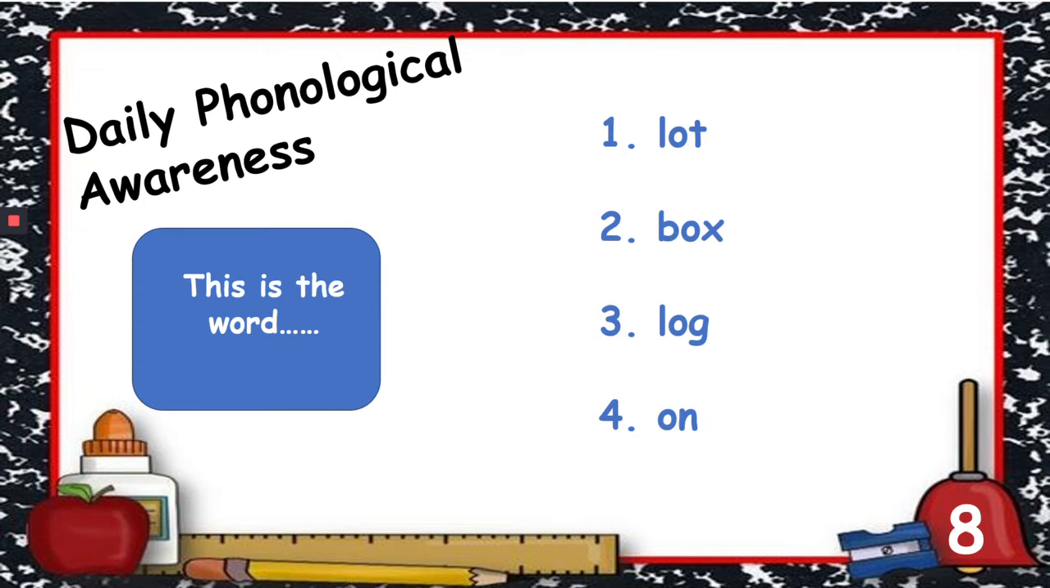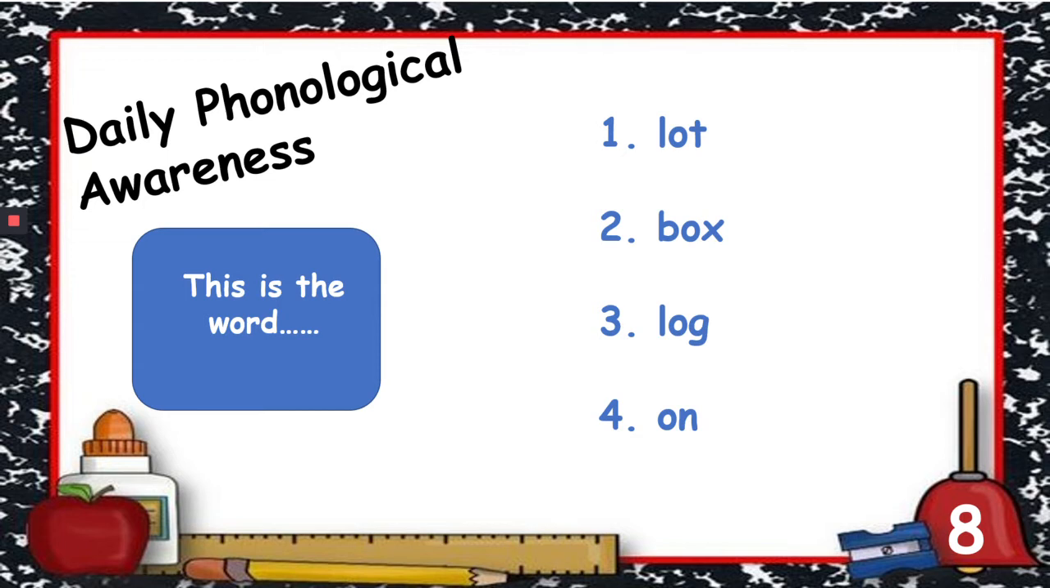Let's try number 2. The B makes the B sound. The O makes the ah sound. And the X makes the x sound. So, B, ah, x. What word do you get? If you said box, good job.